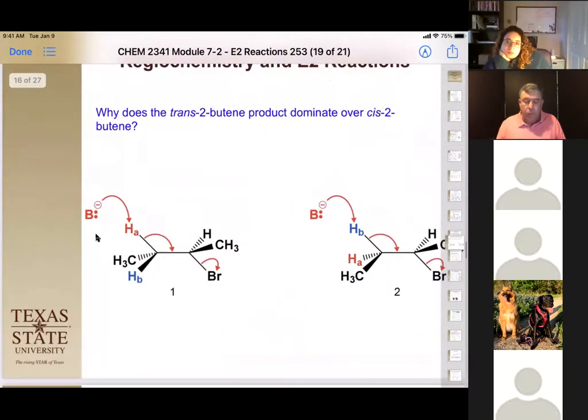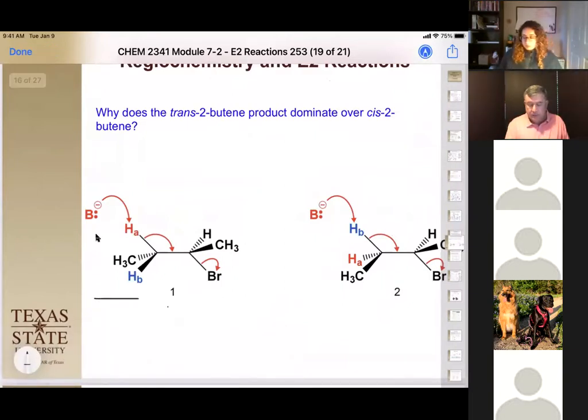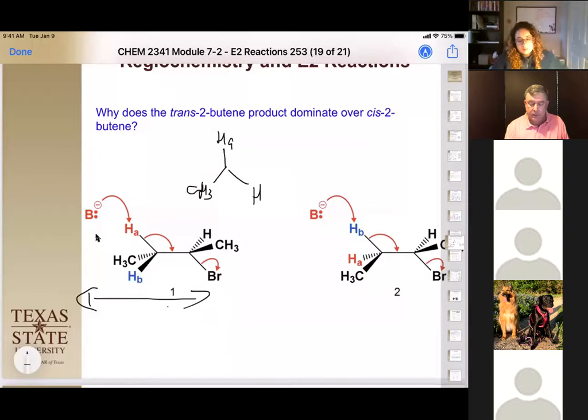So if we look at why the trans product would dominate over the cis product, we have to go back to our Newman projection again. So in the case of this right here, we're going to look down this axis right here. And so we have our hydrogen A, we have CH3, we have HB, we have our rear atom here, we have a CH3, and we have our bromine here.